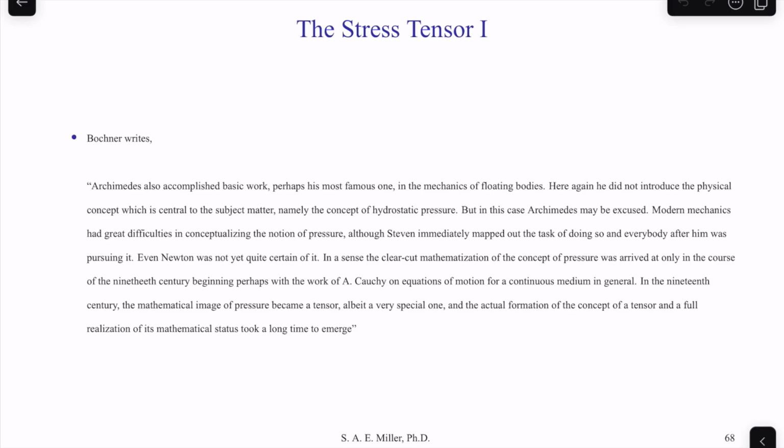Even Newton was not yet certain of it. In a sense, the clear-cut mathematization of the concept of pressure was arrived at only in the course of the 19th century, beginning with the works of, say, Cauchy on equations of motion for a continuous medium in general. In the 19th century, the mathematical image of pressure became a tensor, though a special one, and the actual formation of the concept of a tensor and a full realization of its mathematical status took a long time to emerge.